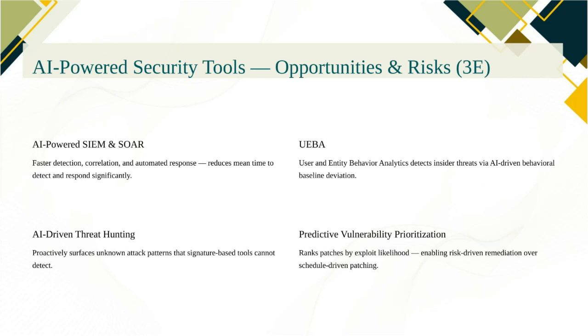And predictive vulnerability prioritization uses AI to rank which patches are most likely to be exploited, helping security teams focus their limited resources. These are genuine improvements. But here's the flip side. Every AI-powered security tool is itself an AI system that carries the risks we've been discussing throughout this course. Bias in detection, lack of explainability, and adversarial manipulation of the detection model itself are all real concerns that the exam expects you to recognize.